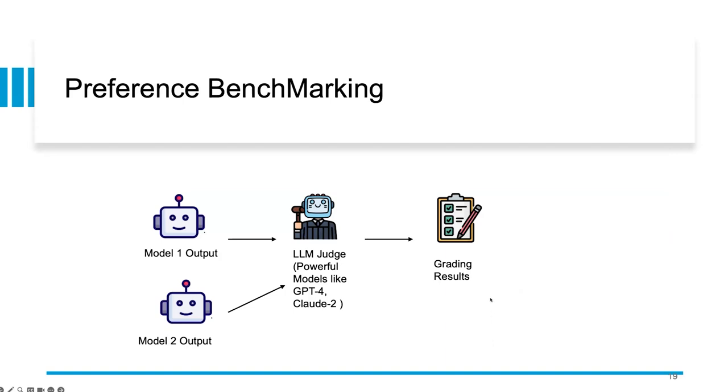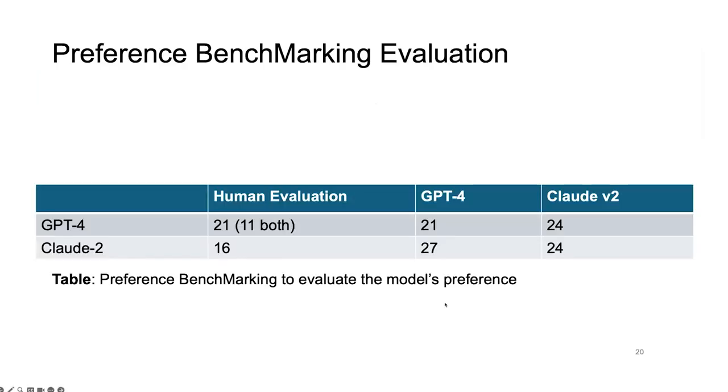Further analysis was conducted through preference benchmarking evaluation. But what is preference benchmarking? It is a blind test where the powerful models GPT-4 and Claude 2 acted as judges and were prompted to assess the quality of the questions generated by two models, Model 1 and Model 2, without knowing from which model it was generated. The results show that Claude 2 had no preference between the models, while GPT-4 favored Claude 2's output 57% of the time over its own.